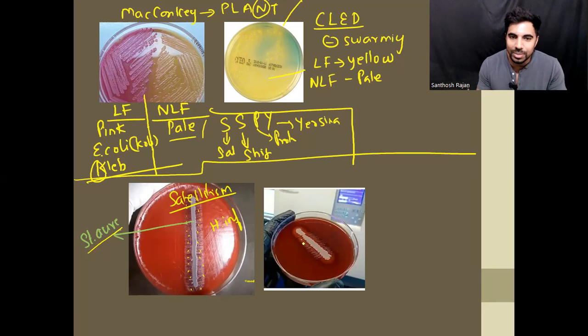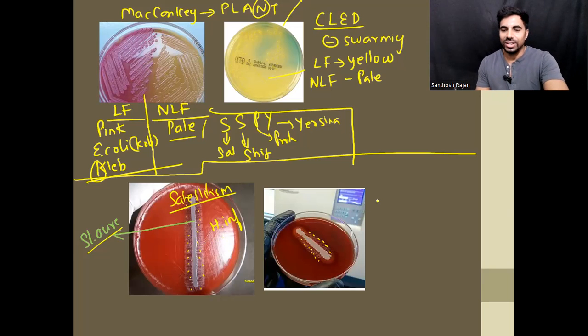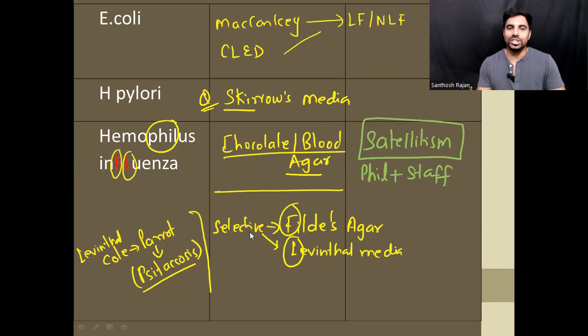So even this picture is the same. All these dots are satellites. Satellites rotate around the world, right? The map, Earth. In the same way, the satellite colonies are around this streak. That is satellitism. Very simple. Okay, very easy. So you know this also now. You got it, right? So, H. influenzae over. Phil is Levinthal, chocolate blood agar, satellitism. Satellitism is an expected question. You can't miss this, okay?